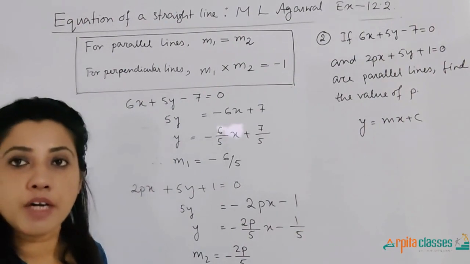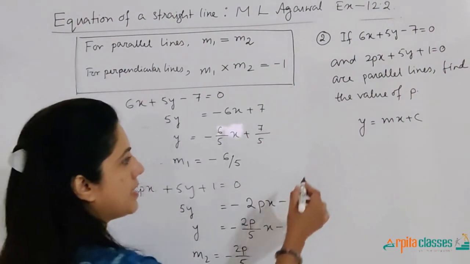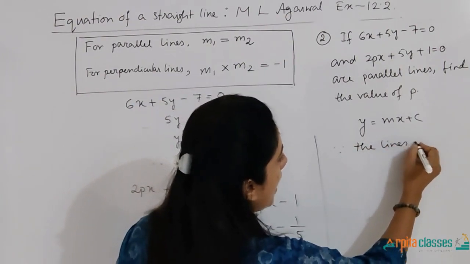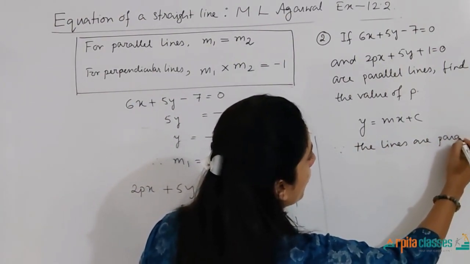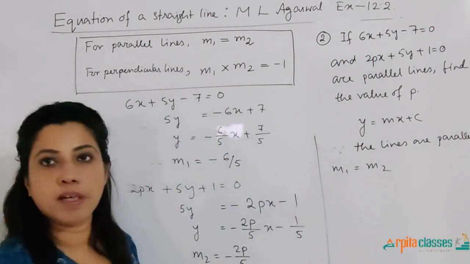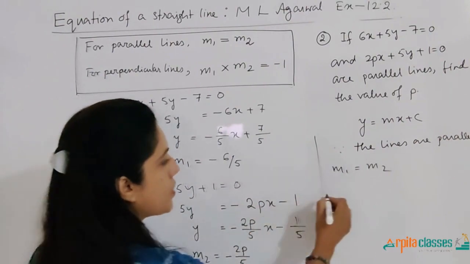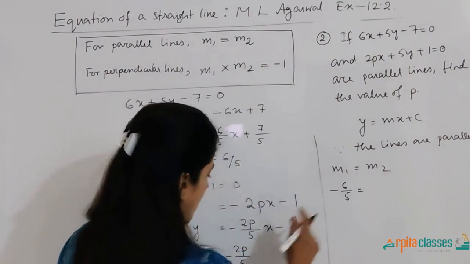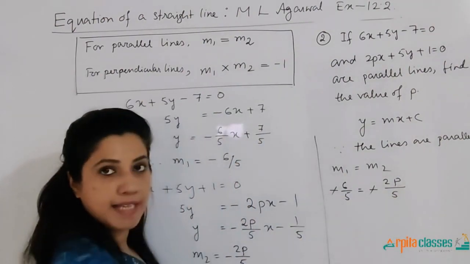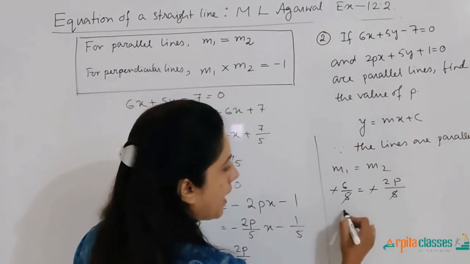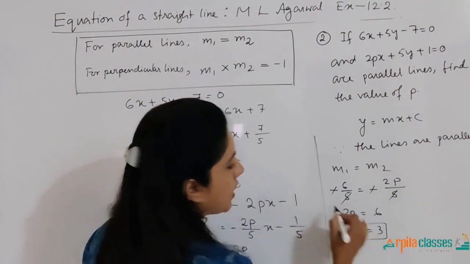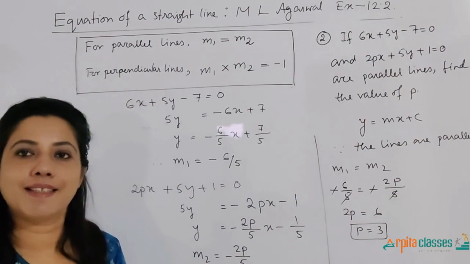Now since they have already told that the lines are parallel, we can write down that m1 is equal to m2. The slopes are equal. So m1 is minus 6 upon 5, m2 is minus 2p upon 5. Minus minus cancels, 5 and 5 also cancel, so 2p is equal to 6, therefore p is equal to 3. So we get the value of p, that is 3 here.